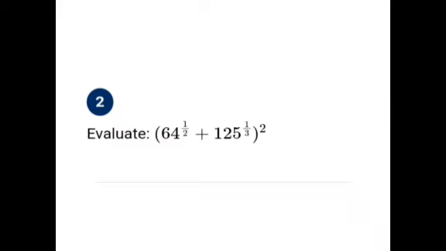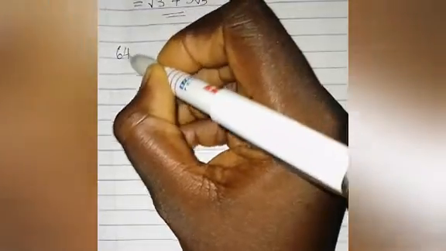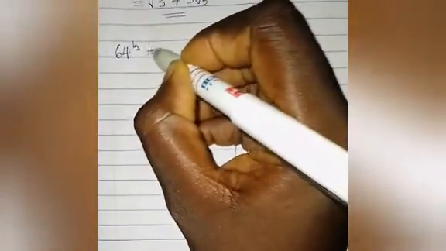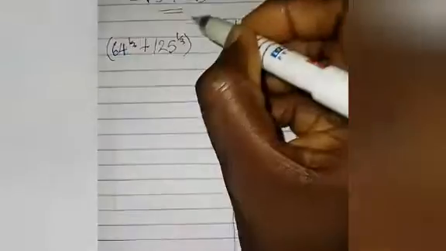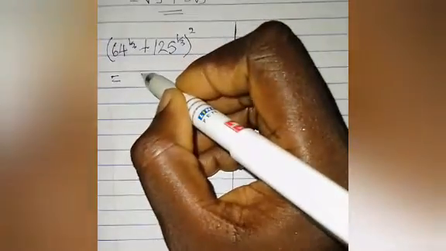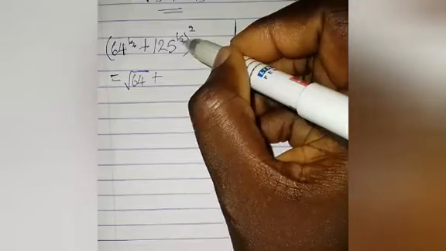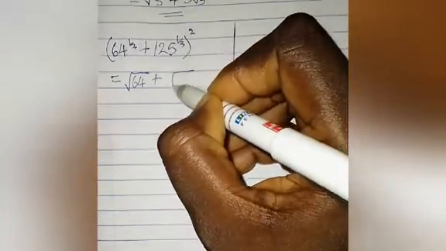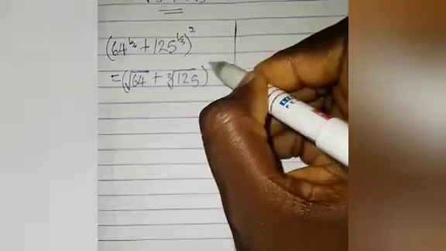Number 2. Evaluate 64 raised to power 1 over 2 plus 125 raised to power 1 over 3 all squared. 64 raised to power half is the same thing as square root of 64 plus 125 raised to power 1 over 3, which is the same thing as cube root of 125, all squared.